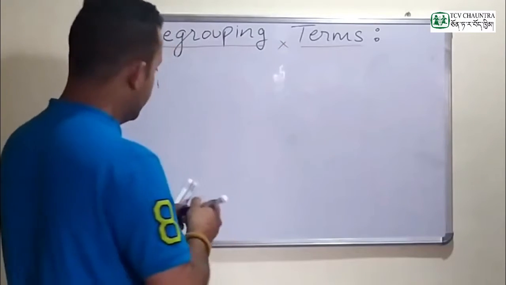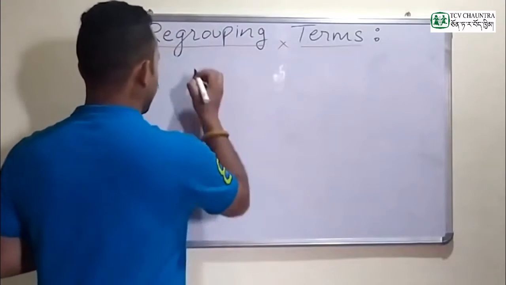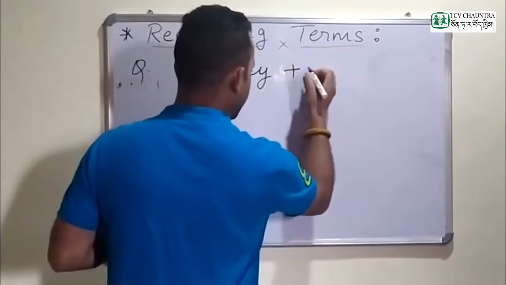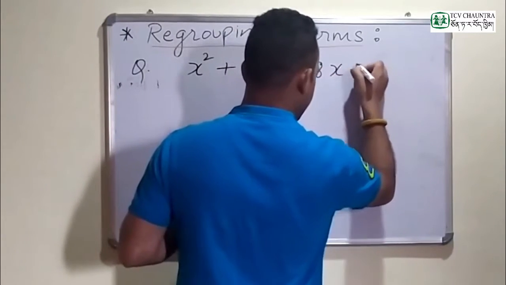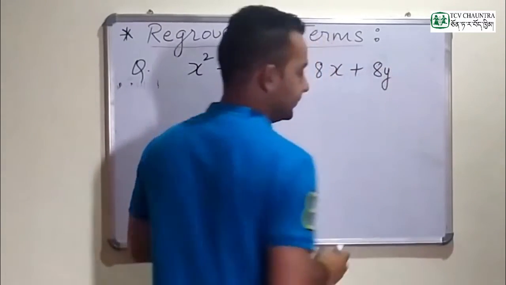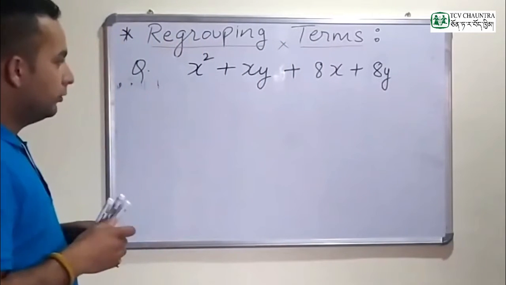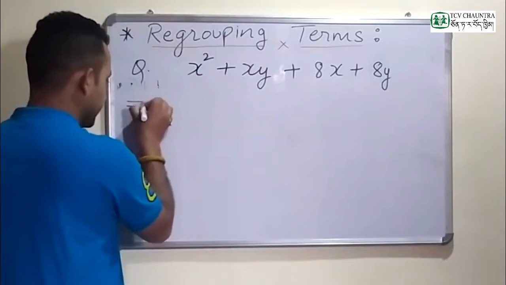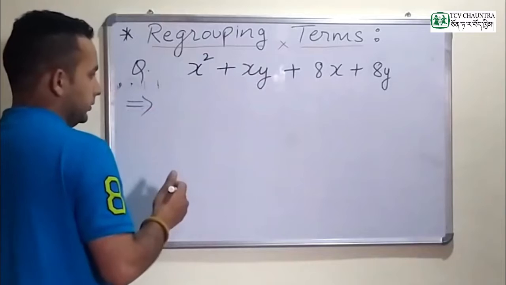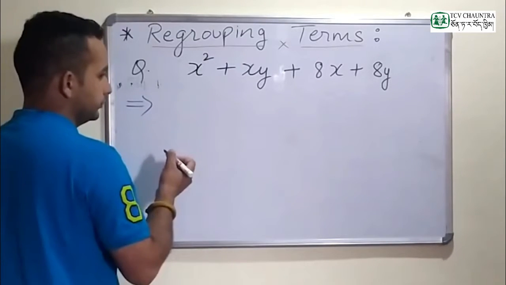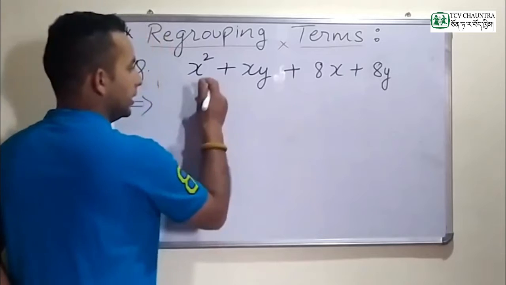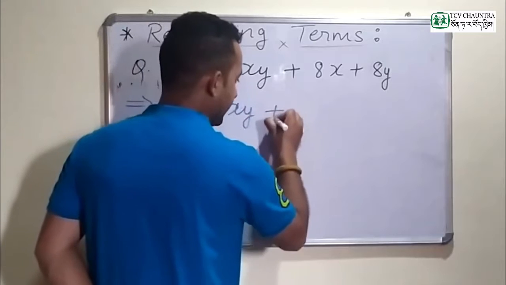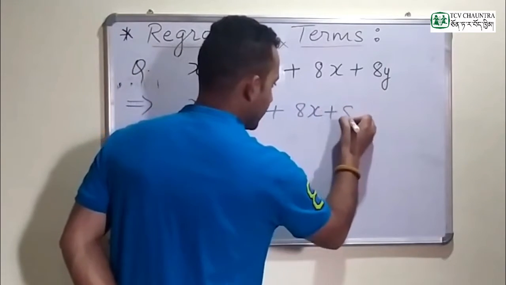Okay class, suppose I take an example like x squared plus xy plus 8x plus 8y. Okay class, now again we are going to do regrouping of this algebraic expression. Okay, now so x squared as it is plus xy plus 8x plus 8y.